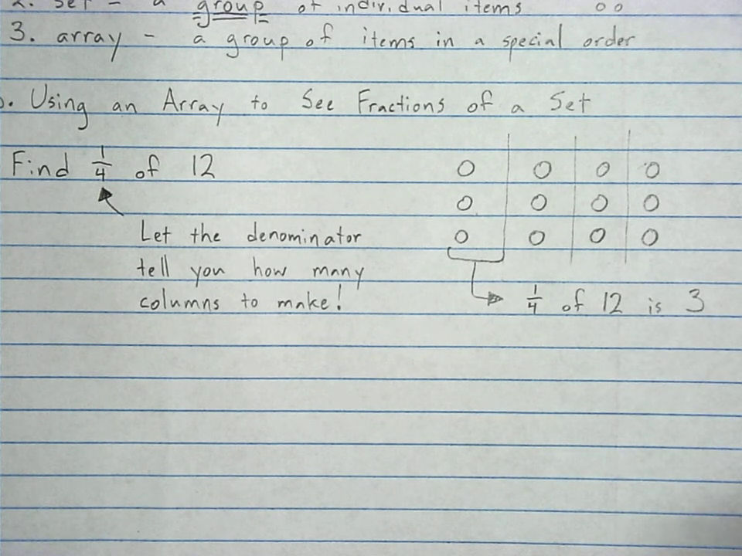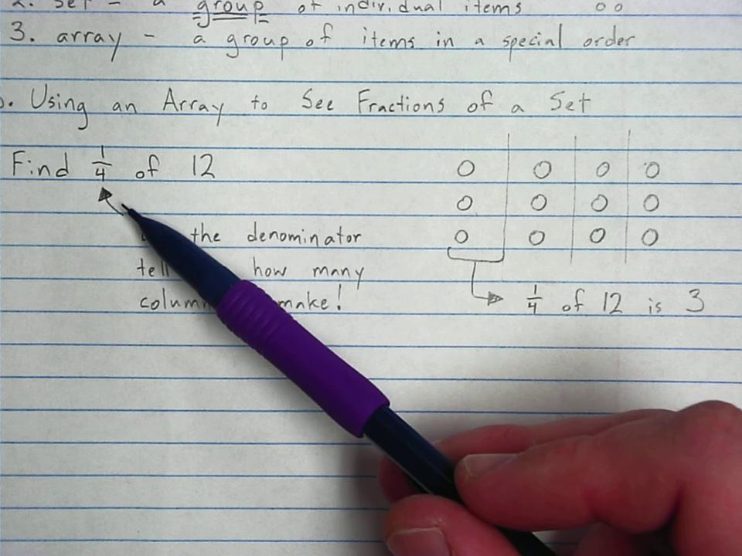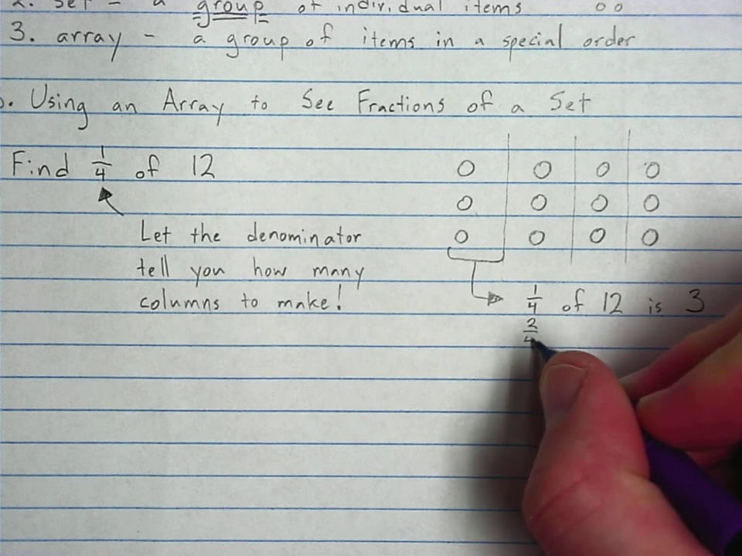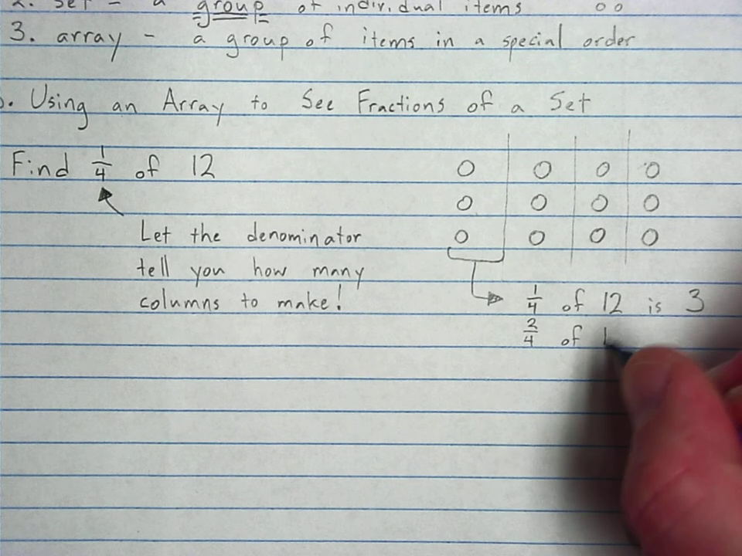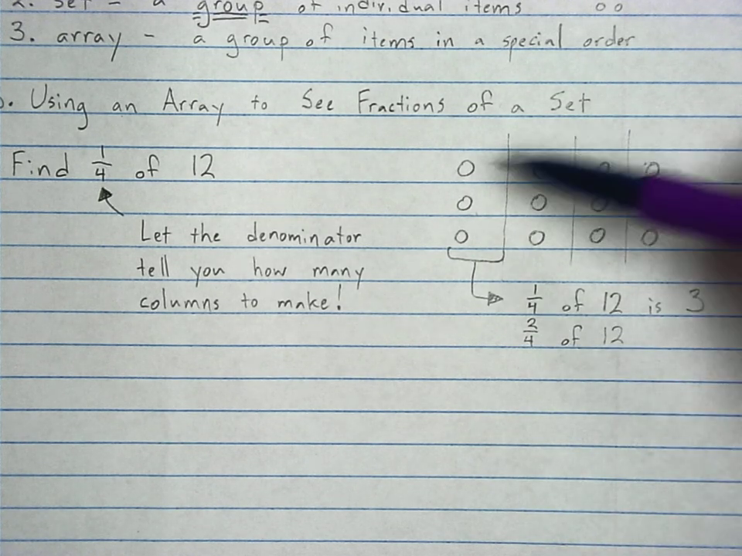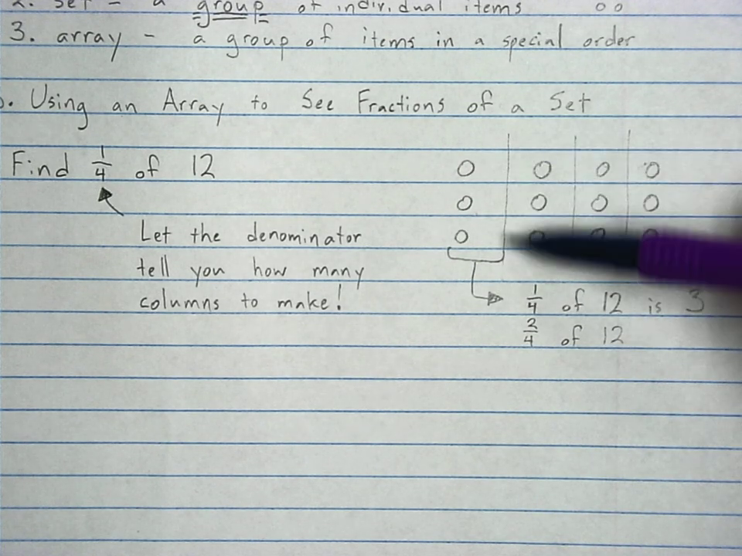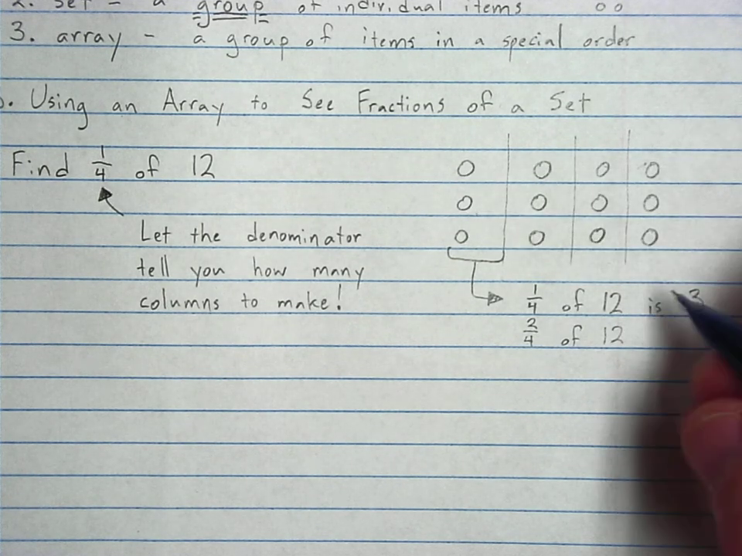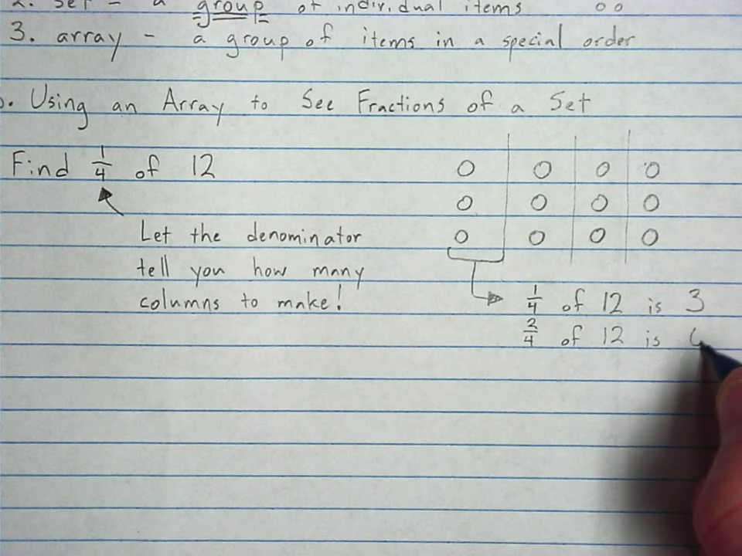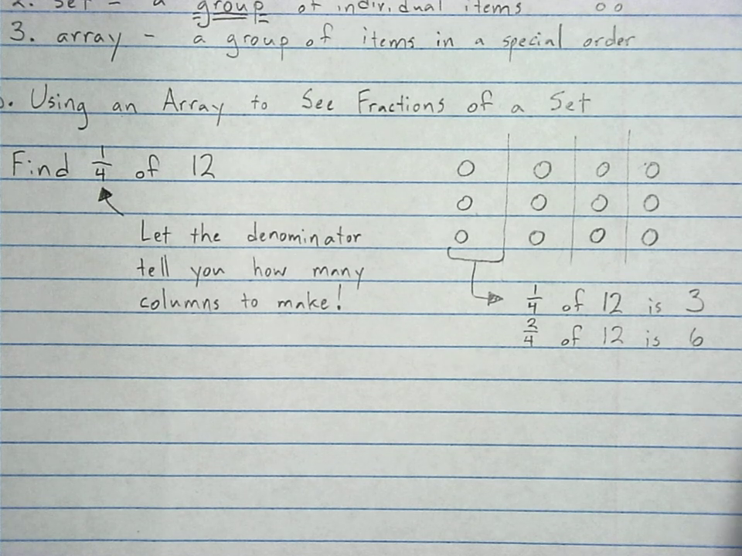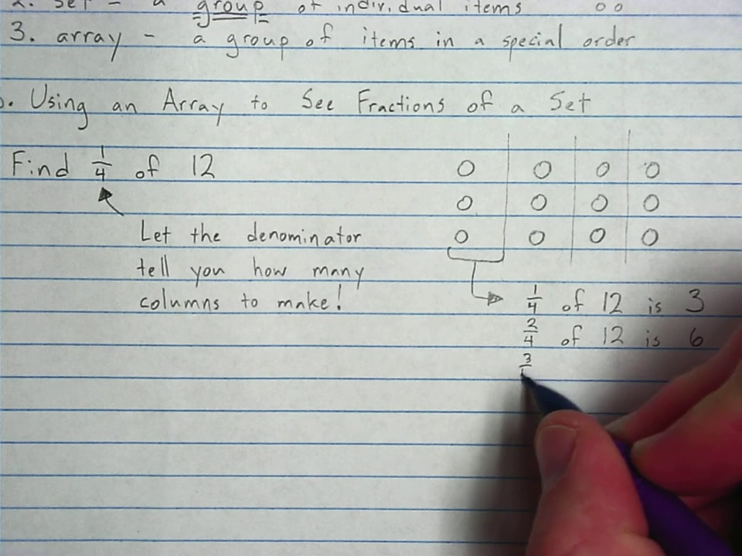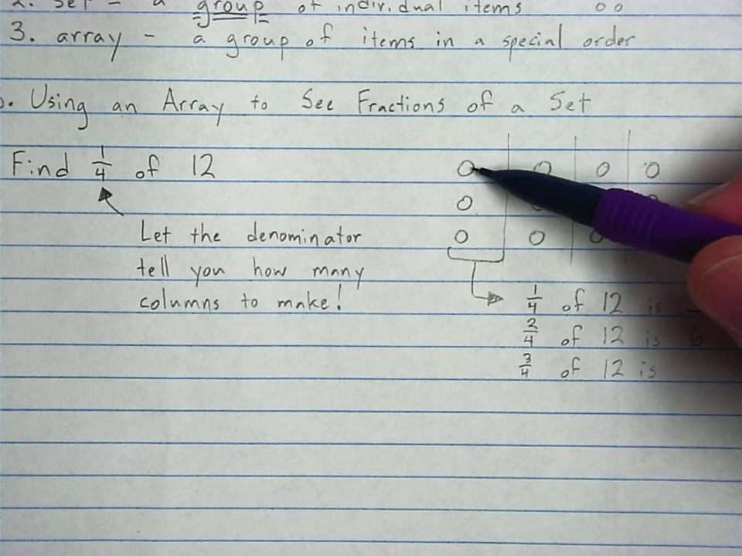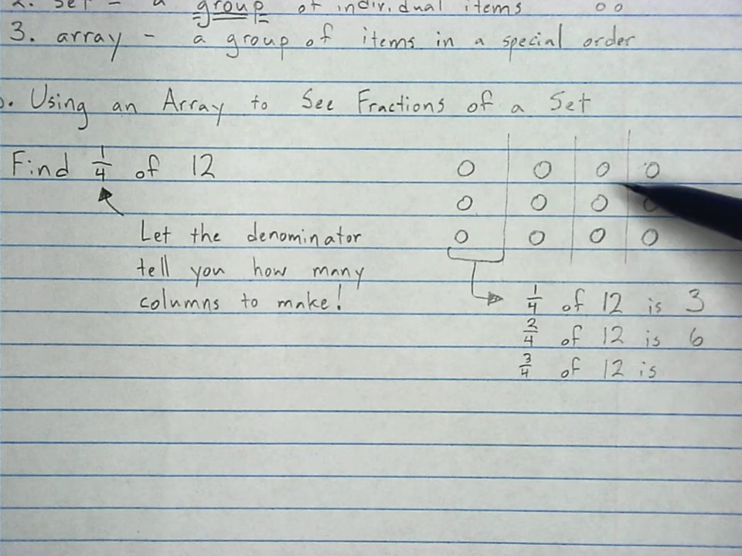Easy peasy. Now it only asks for 1/4, but I want to show you something. If I ask for 2/4 of 12, that's going to be 1 column and 2 columns, right? So 1, 2, 3, 4, 5, 6. If I ask for 3/4 of 12, that will be 3 columns. 1, 2, 3, 4, 5, 6, 7, 8, 9.